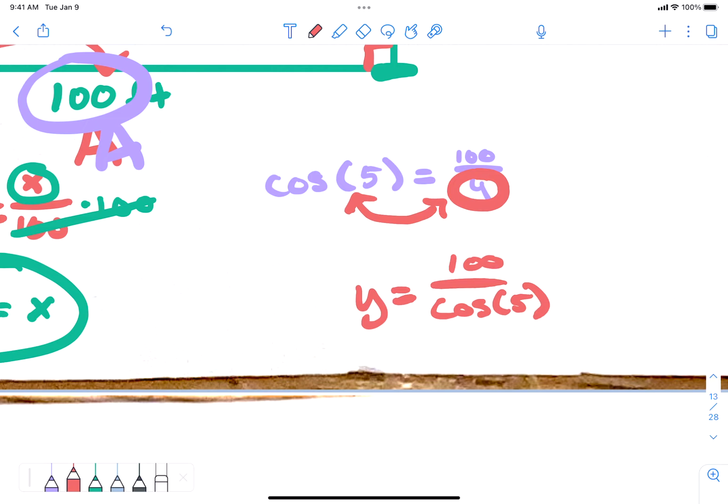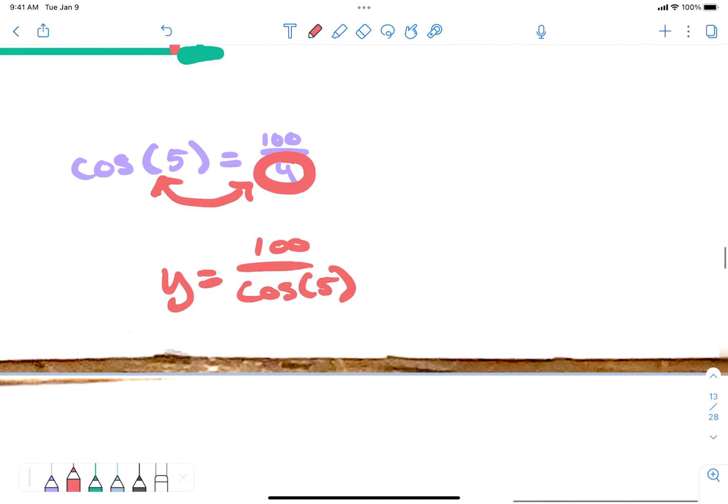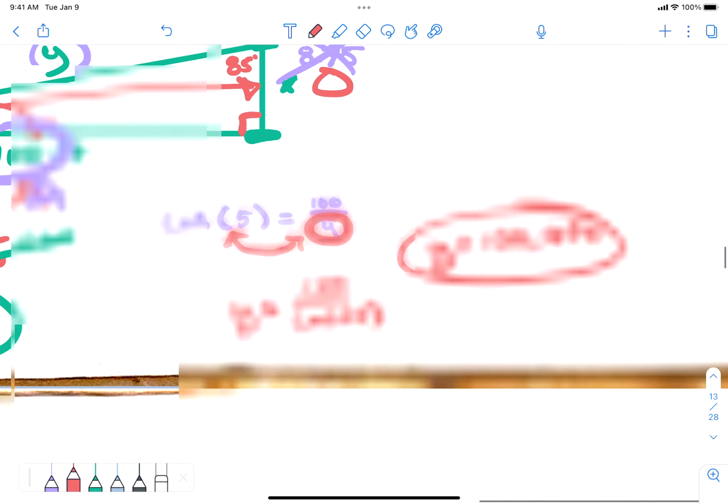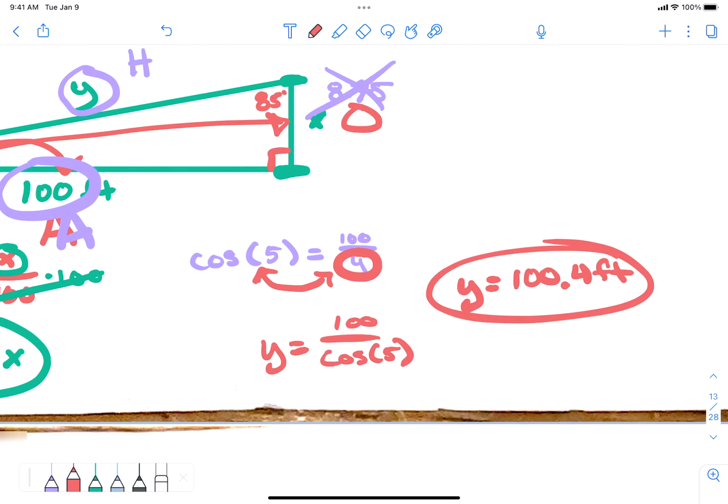Try plugging that in and see what you get for Y. Y equals, it should be like 100 point something. It's 100.4 feet. So just slightly more than 100 feet, right? Okay, that is how much he's walking. So not too much, right? Not too much more. Does that make sense? So when the Y is on the bottom, or what you're solving for is on the bottom, just switch places with the other one. Okay, good?